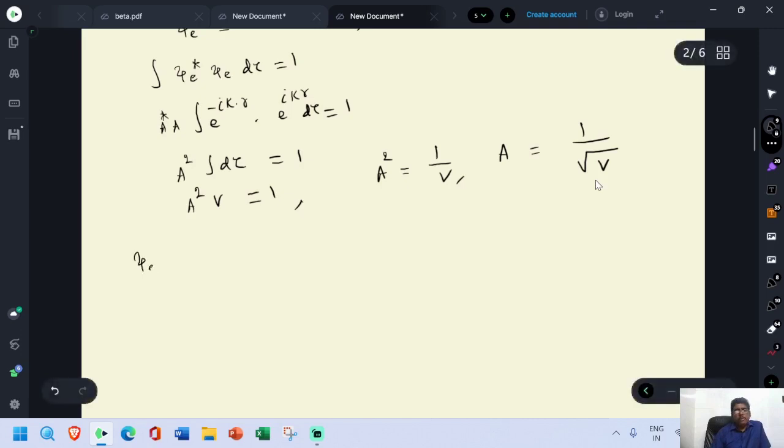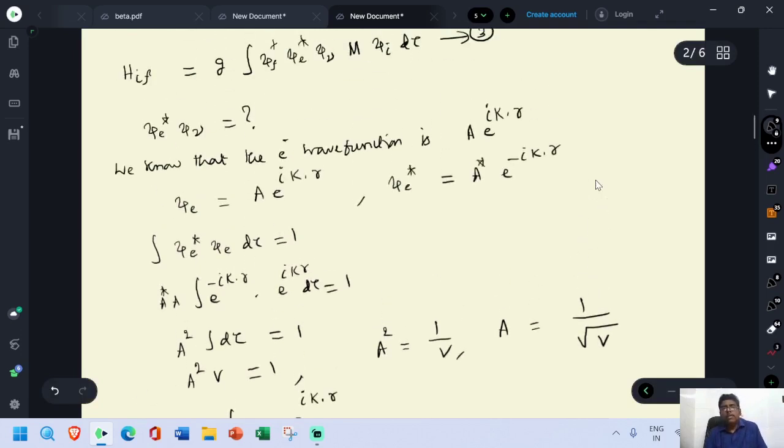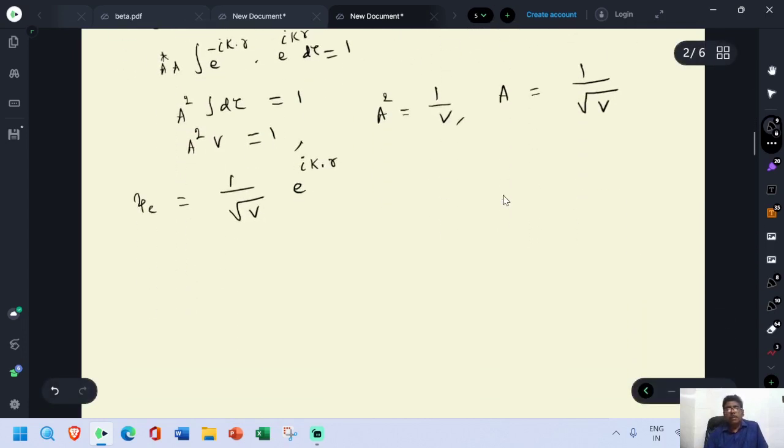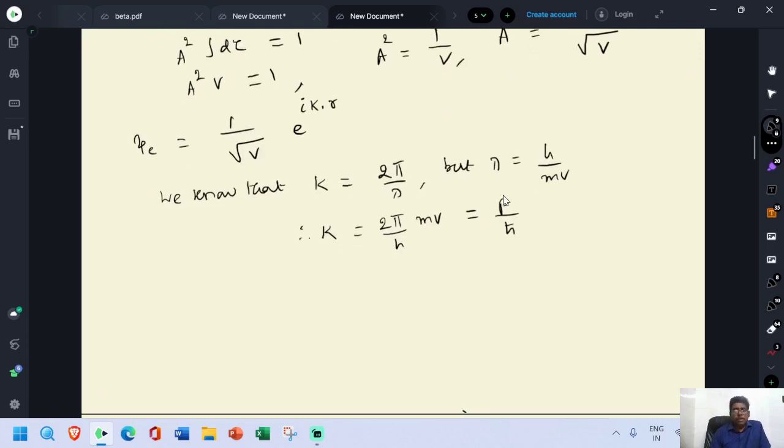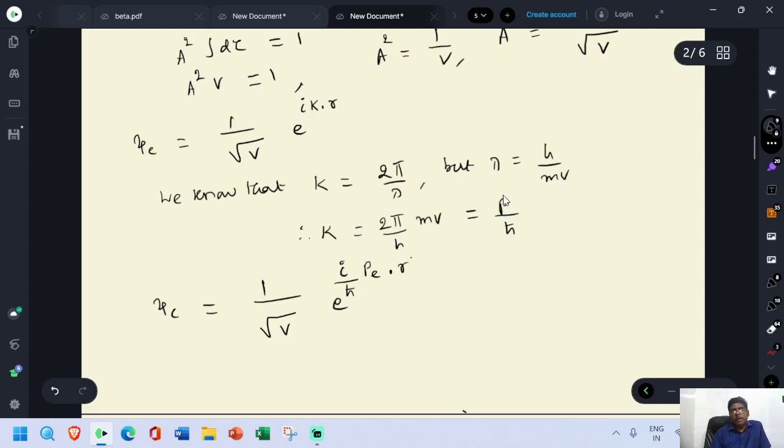Now we may write the electron wave function as 1/√V e^(ik·r). The plane wave equation is A e^(ik·r). Now we know the value of k. We know that the propagation constant k equals 2π/λ. But λ equals h/mv, the de Broglie wavelength. Therefore, k equals 2π/h times mv, which is p/ħ, because mv equals p and 2π/h is 1/ħ. Now the electron wave function becomes ψ_e, which is equal to 1/√V e^(i p_e·r/ħ). This is the electron wave function.